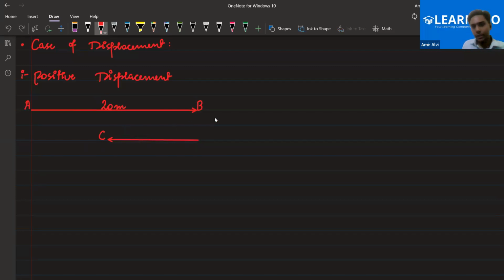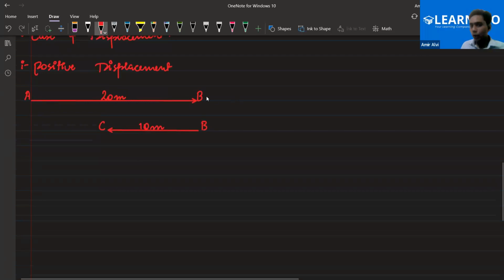This path, B to C, is 10 meters. So two possibilities. Suppose I have gone from point A to B, then on the back journey, I have basically stopped at point C.